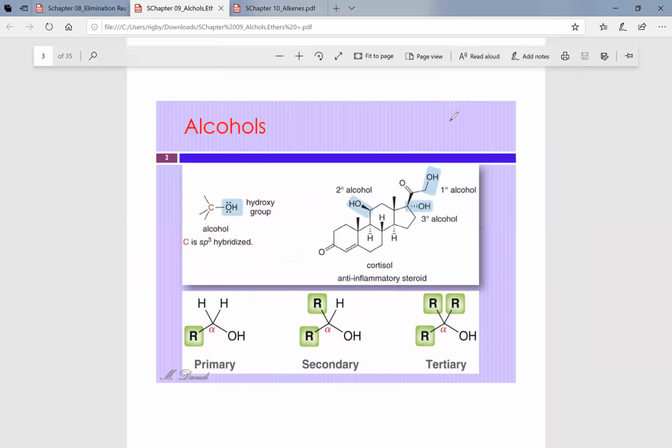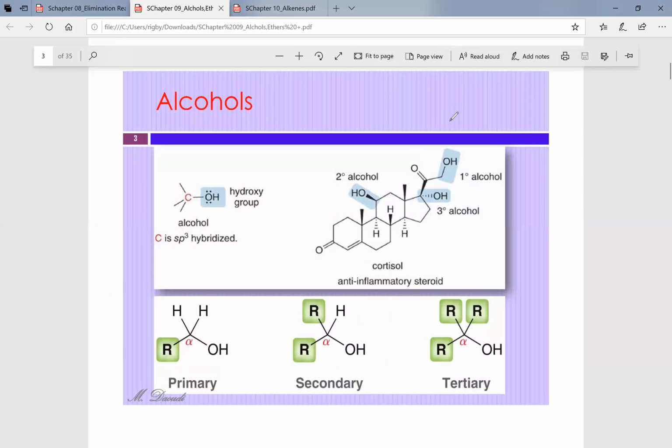So let's start with alcohols. And how do we describe alcohols? We describe them in the same way that we describe hydrogens. They're either going to be a primary, secondary, or tertiary alcohol, and this depends on what kind of carbon it's attached to. So when a hydroxy group, which is the OH group, is attached to a primary carbon, it's known as a primary alcohol. When it's attached to a secondary carbon, it's known as a secondary alcohol, and then so on with the tertiary.